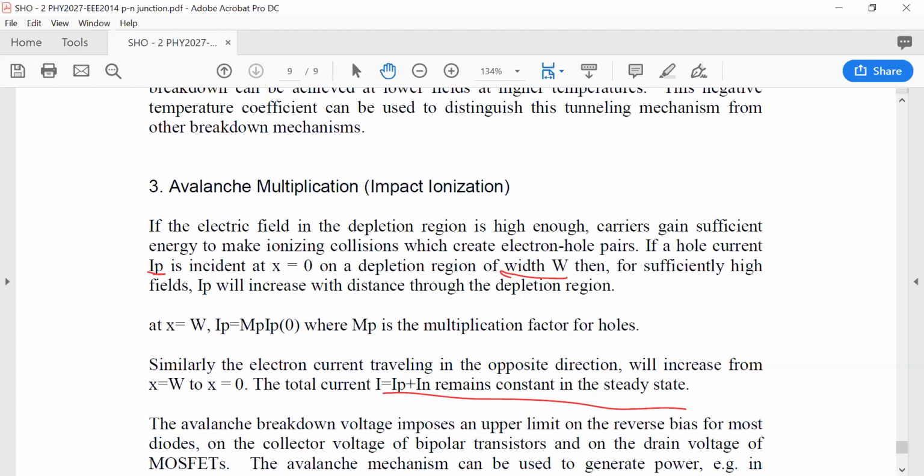So the avalanche breakdown voltage imposes an upper limit on the reverse bias for most diodes. It limits the reverse voltage that we can apply, for example, most importantly on collector voltages of bipolar transistors and also on the drain voltage of MOSFETs. And both of these transistor diodes have a key function in the operation of these transistors, as we'll be finding out in the next topic.